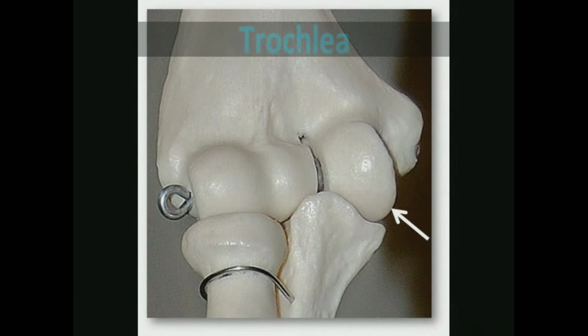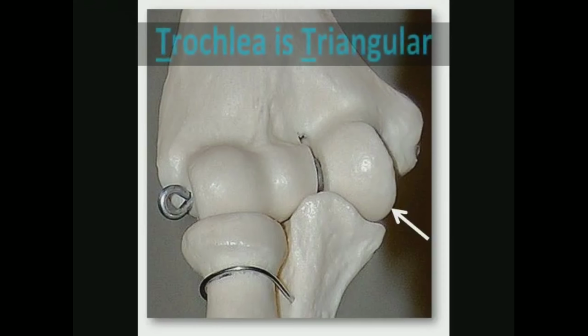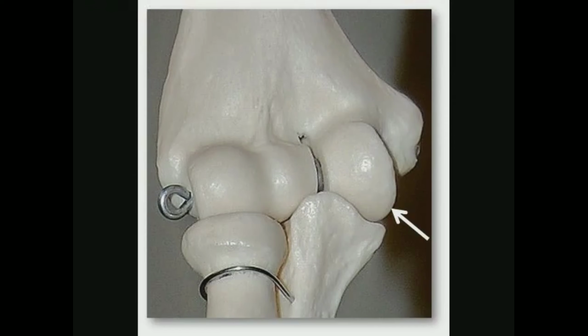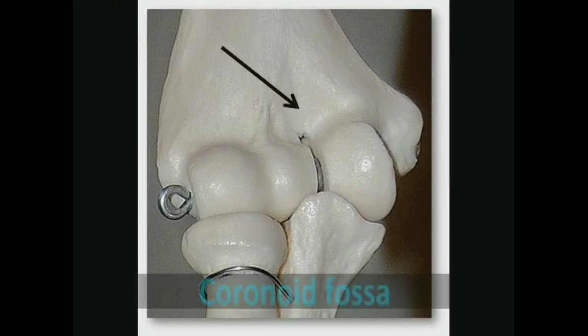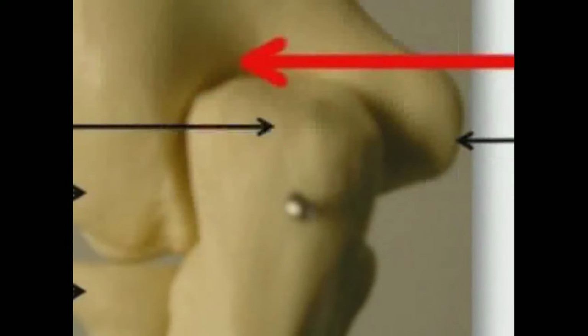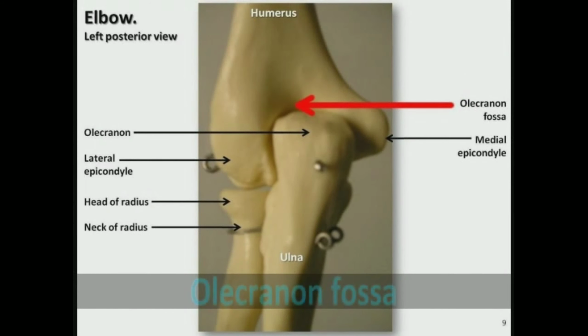The trochlea is a spool-shaped process located medial to the capitulum. The trochlea has a more triangular shape and is more pointed, not curved like the capitulum. It articulates with the trochlear notch of the ulna. The coronoid fossa is an anterior depression that articulates with the coronoid process of the ulna during flexion of the forearm. The larger and deeper depression on the posterior side of the humerus is the olecranon fossa.